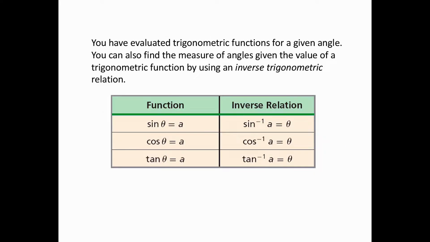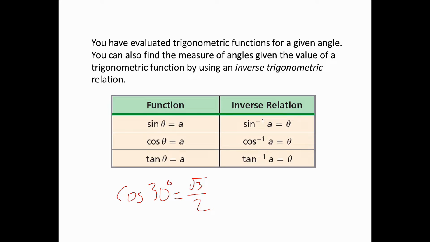Starting off, we've evaluated trig functions for a given angle, like the cosine of 30 degrees. Let me write that down. Cosine of 30 degrees is equal to the square root of 3 over 2. But that square root of 3 over 2 is just a ratio of side lengths of the right triangle.